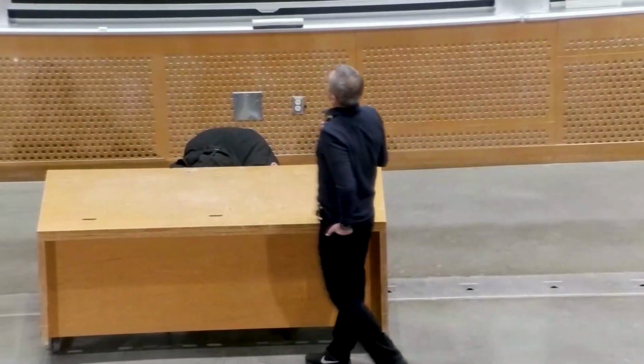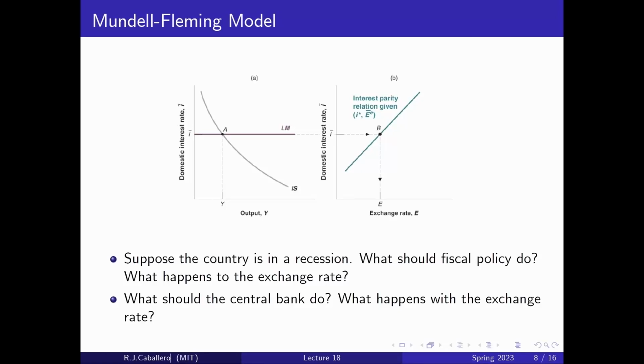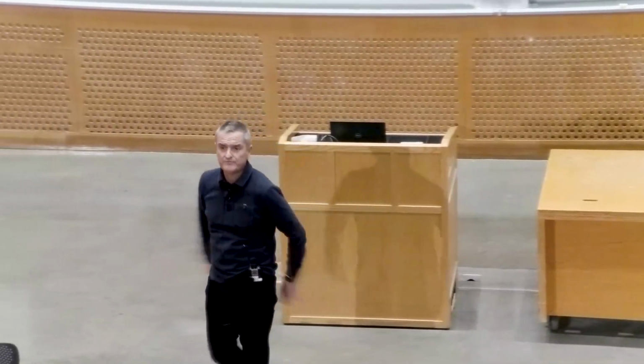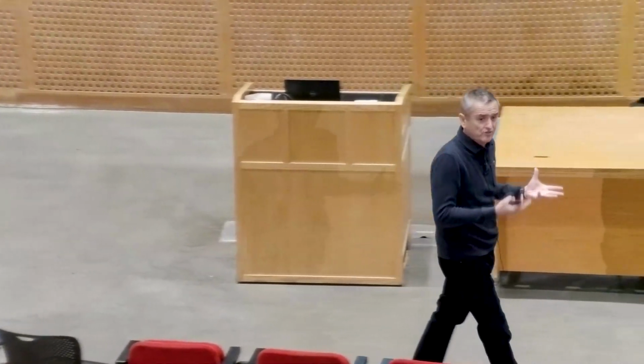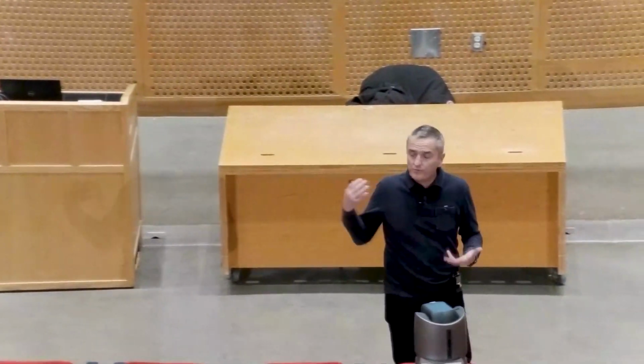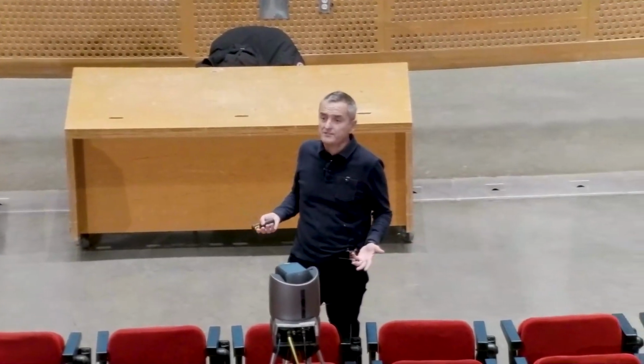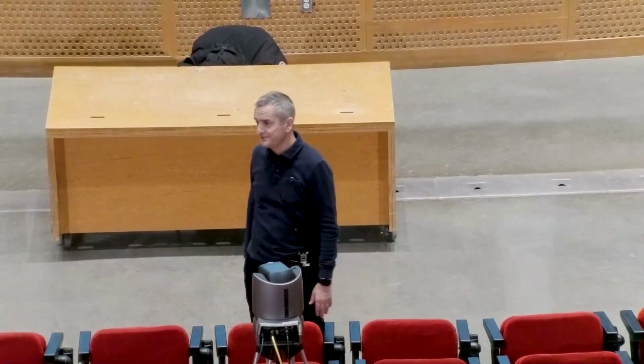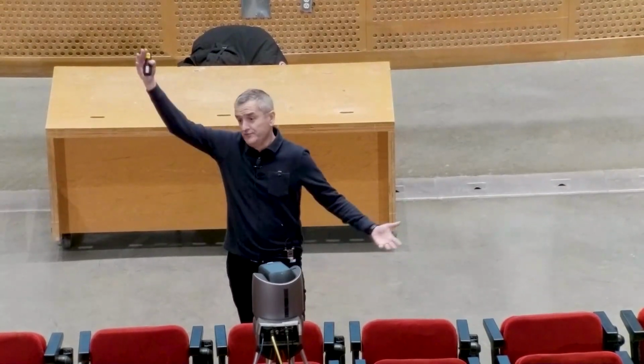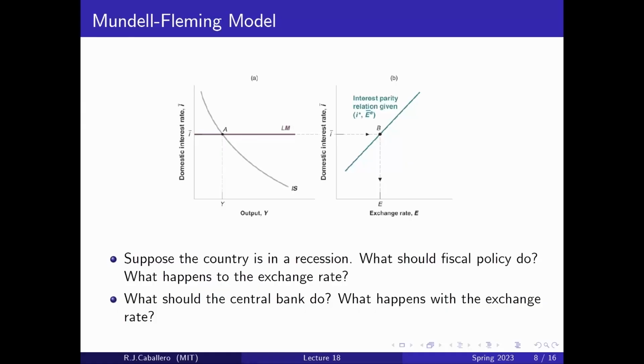So suppose a country is in a recession. We're in this model, and suppose that we are in the flexible exchange rate regime. What should fiscal policy do? There's nothing unique about open economy here. In closed economy, you would have given me the same answer. If you're in a recession, what will you do with fiscal policy? Have expansionary fiscal policy, increase G. So that means you move the IS to the right. Boom. Nothing changes in the open economy.